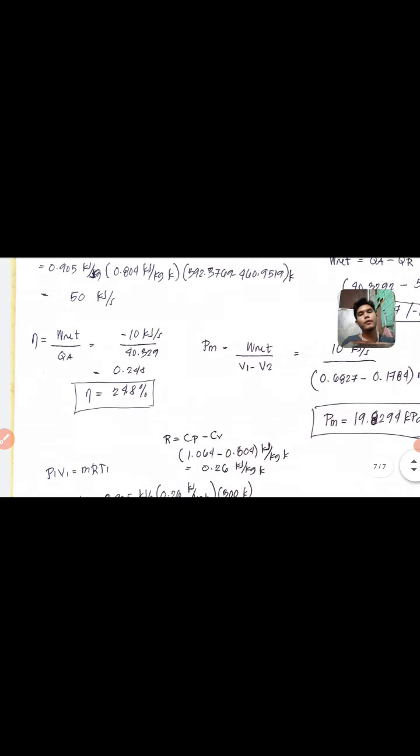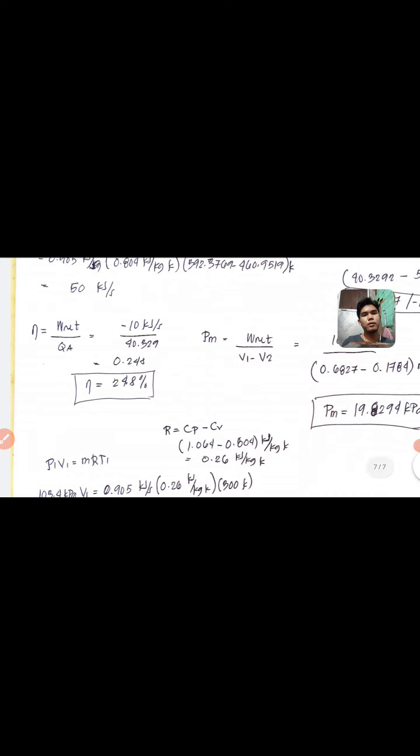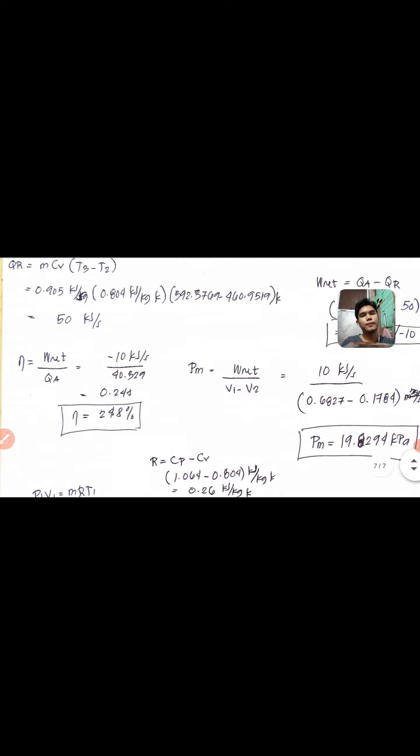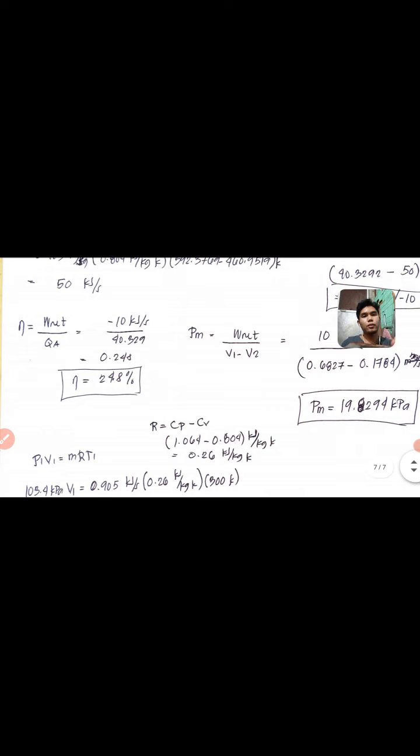And now let's solve for the efficiency. From the formula of efficiency, work net over QA. We have the values of our work net and QA. Substituting, negative 10 kilojoule per second over 40.329 kilojoule per second. So our value for the efficiency is 0.248, and since it should be a percentage, it is multiplied by 100. So our efficiency now is equal to 24.8%.